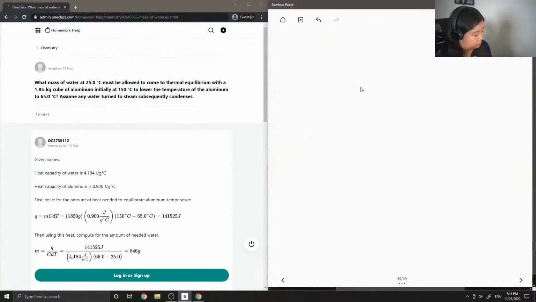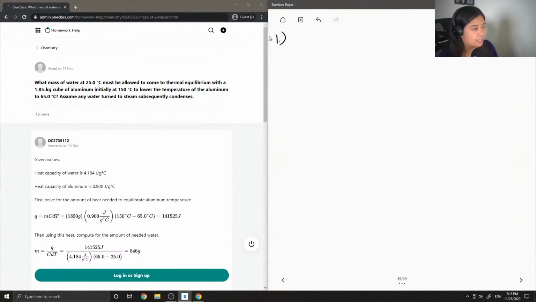Okay, so the first question asks the following. What mass of water at 25 degrees Celsius must be allowed to come to thermal equilibrium with a 1.85 kilogram cube of aluminum initially at 150 degrees Celsius to lower the temperature of the aluminum to 65 degrees Celsius? Assume any water turned to steam subsequently condenses.